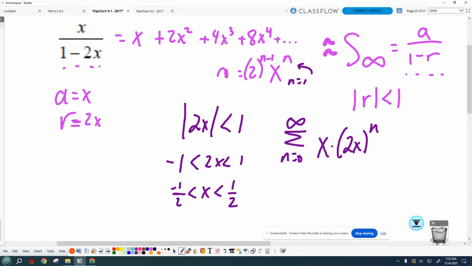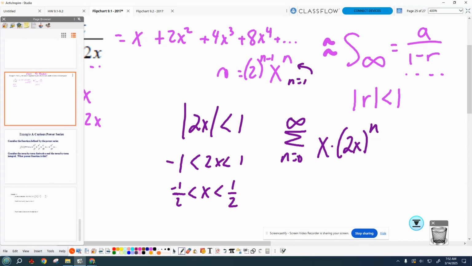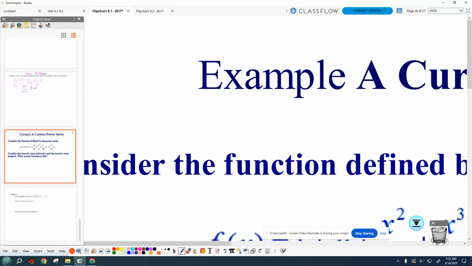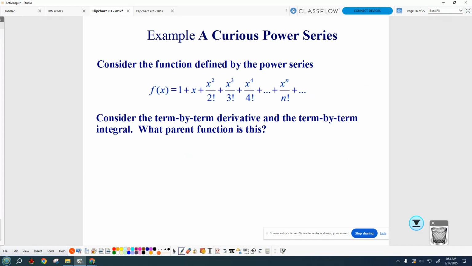Were there any other issues or questions from the 9.1 packet that we didn't entirely finish and you were supposed to do on your own? This one we sort of did.